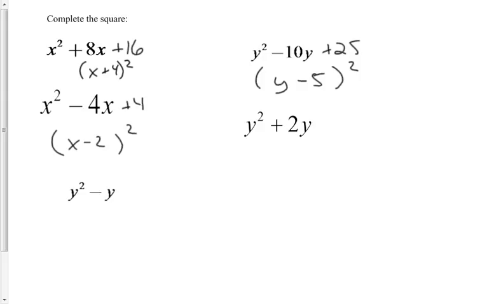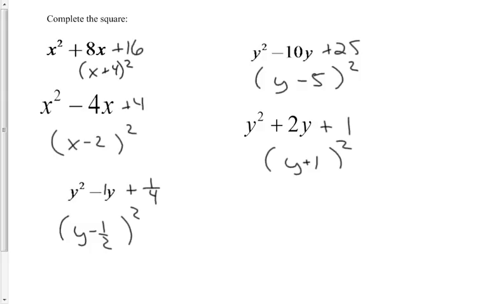Y squared plus 2y. What's going to complete the square? Anybody, what are we going to put on the end? 1. Yep. Take the 2, cut it in half, get 1. 1 squared is 1. So y plus 1 squared is the binomial that we'll put there. This one's a little trickier here. If you take that negative 1, cut it in half, you get negative 1/2, square it. 1/2 squared is 1/4. That will complete the square there. Again, this is like having a 1, cut it in half, square it to get the number on the end.